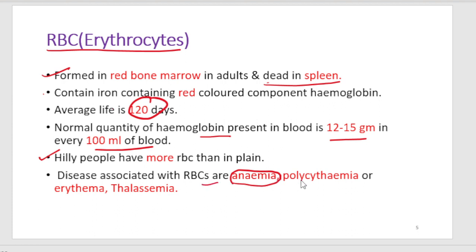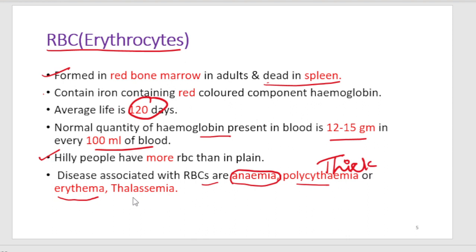Another disease associated with RBCs: whenever there is a very high level of RBC, a disease called polycythemia or erythemia is generated. This makes the blood very thick. Here the blood becomes very thick.